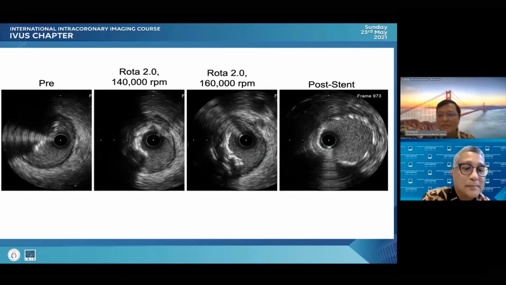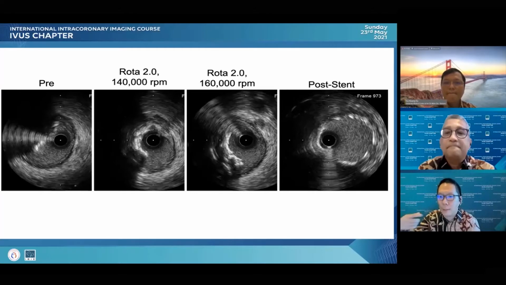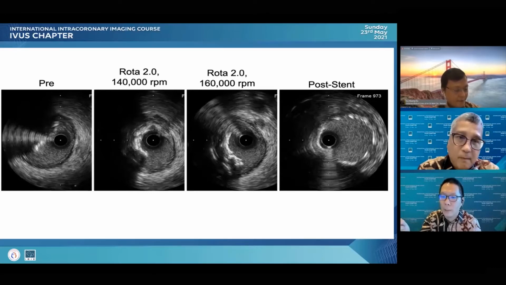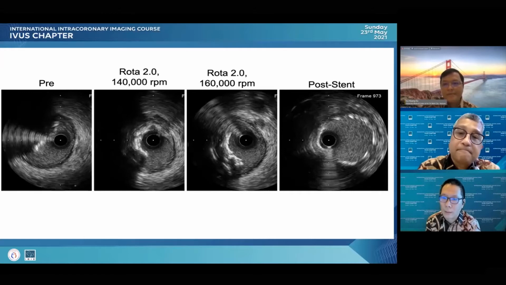So I changed my strategy for rota to the high speed, low speed concept, because at low speed we have vibrations and more tissue abrasion. But sometimes if you want to penetrate at the beginning, I use the high speed first to make the track and then the low speed to make it bigger. After you do the low speed, you have to face the chance of no-reflow, because the tissue debris will be very big and it will cause low flow phenomenon very easily.